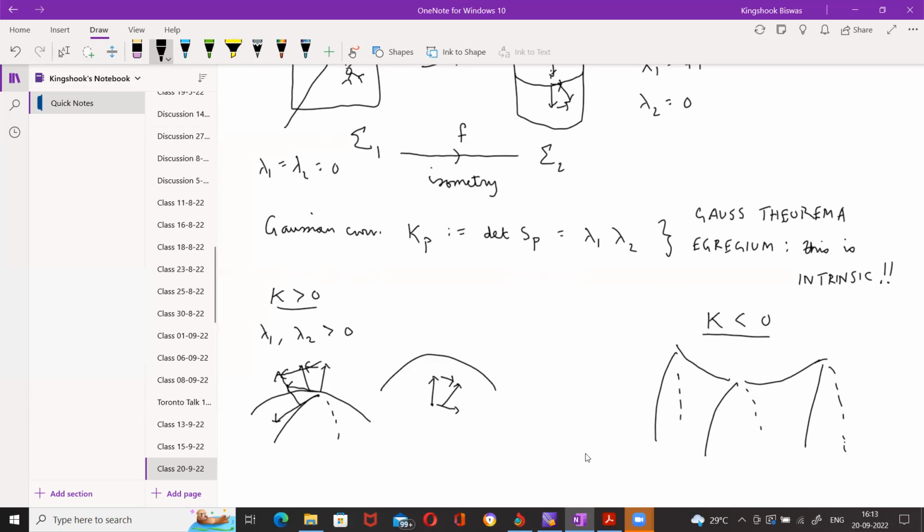Yeah, so look at this point. My principal directions are this direction and this direction. If I move in this direction, then the change in the normal vector is pointing in the same direction as the change in my base point, right? So this is my lambda 1, this is positive. But if I move in this other principal direction, what happens to my normal vector? It bends backwards, right? So the change in the normal vector is opposite to the change in the base point. So my lambda 2 here is negative. So I'll have lambda 1 positive and lambda 2 negative, so the product is negative.